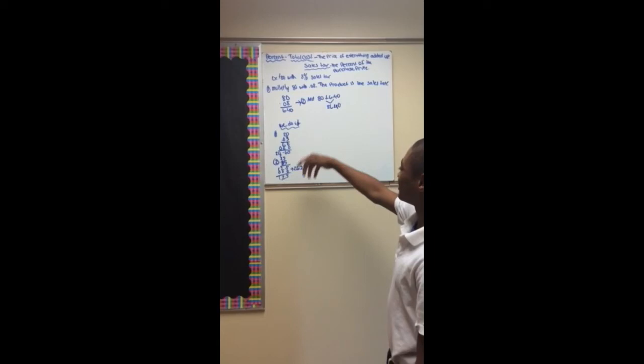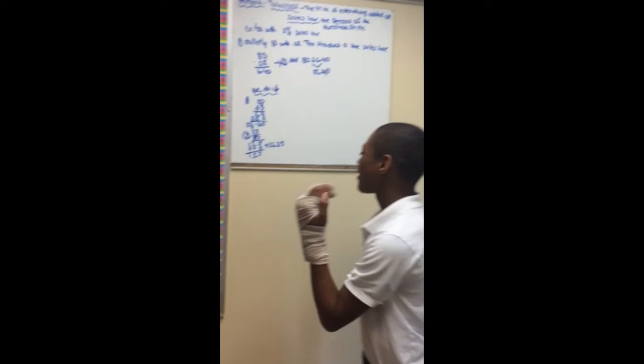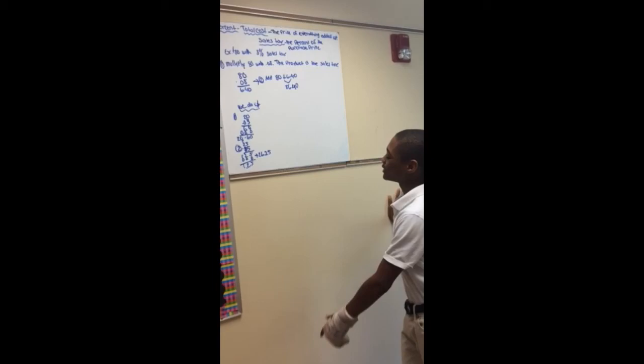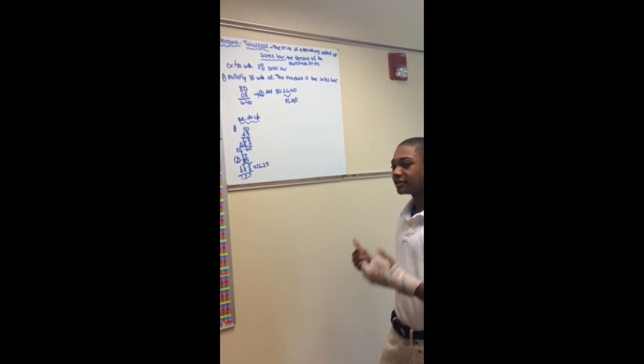Number two, you do 25 times 0.05. That equals 125, you move the decimal over, 1.25, and then you add it, and you get 26.25.